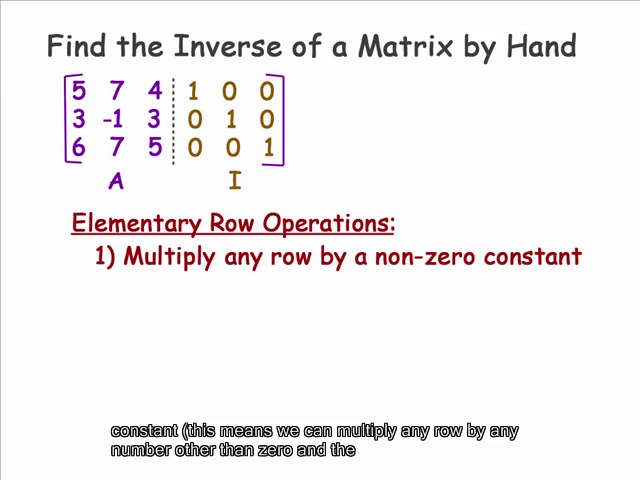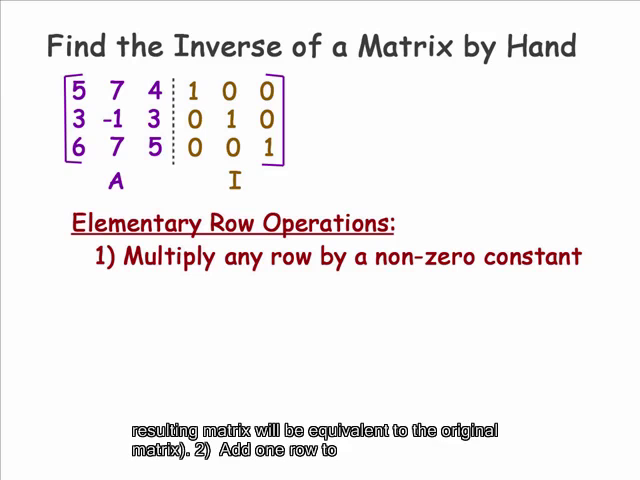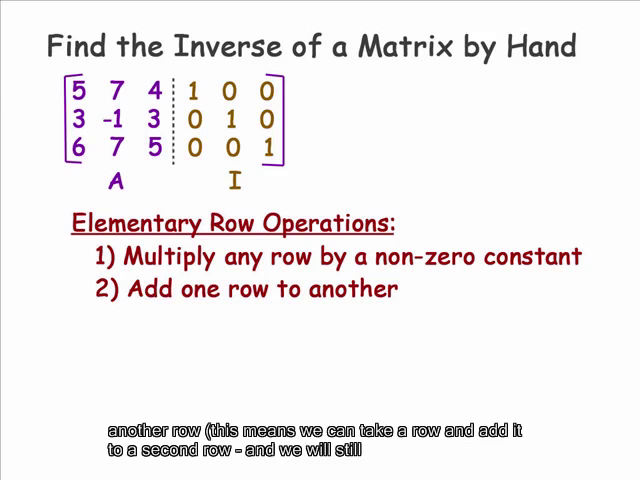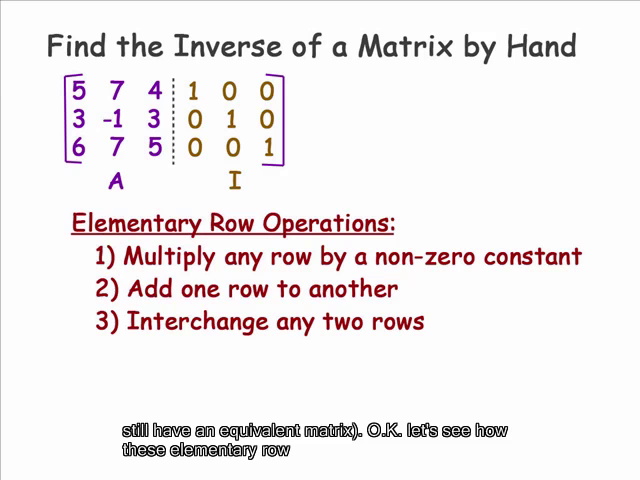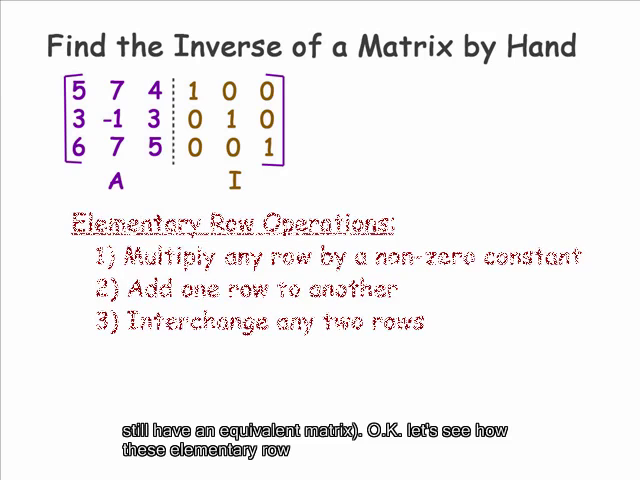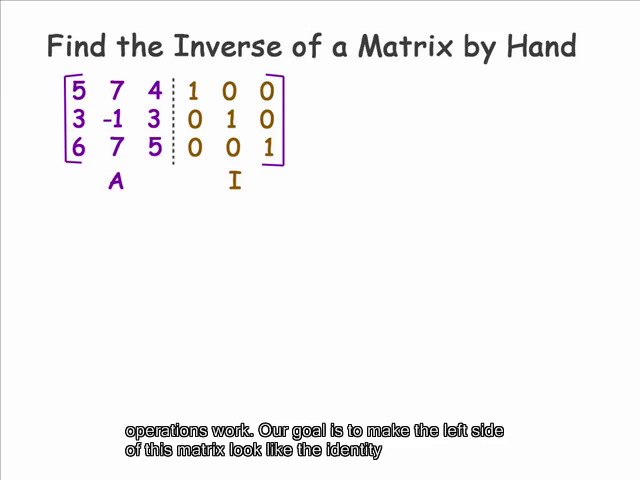This means we can multiply any row by any number other than 0, and the resulting matrix will be equivalent to the original matrix. 2. Add one row to another row. This means we can take a row and add it to a second row, and we will still have an equivalent matrix. 3. Interchange any two rows. This means we can swap rows and still have an equivalent matrix.